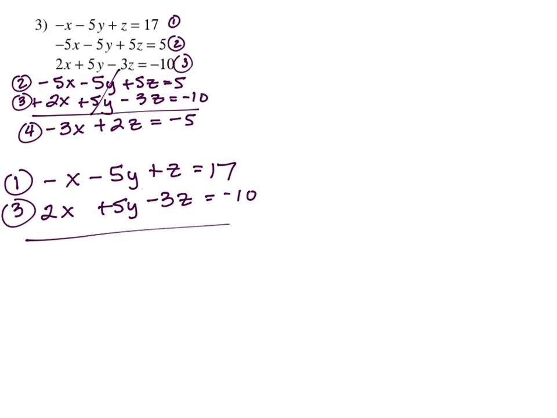So stack them and add them. What do you got in x? Negative x plus 2x. 1x. Cancel my y's. 1z minus 3z is negative 2z. 17 minus 10? 7. Call this equation 5.